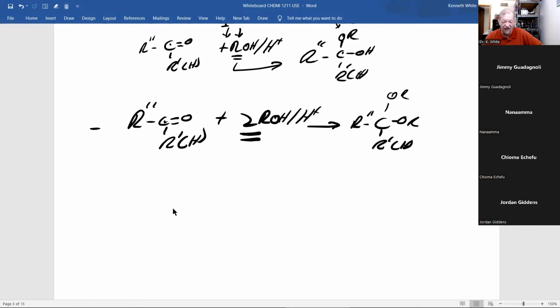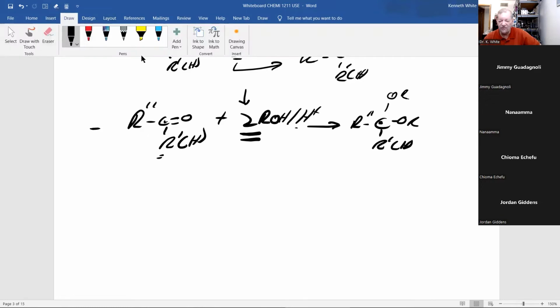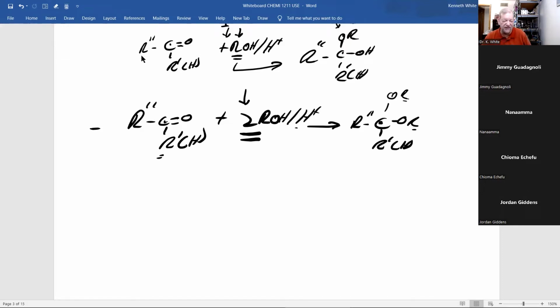If you take an aldehyde or ketone plus now, not one, but two molecules or moles of an alcohol, acid catalyst, keep your eye on the carbonyl carbon. What was attached to it? Well, I already have one of those, so I don't need it. What was attached to it stays there, R prime or hydrogen and R double prime. You have two oxygens. On each oxygen is the R from the alcohol.